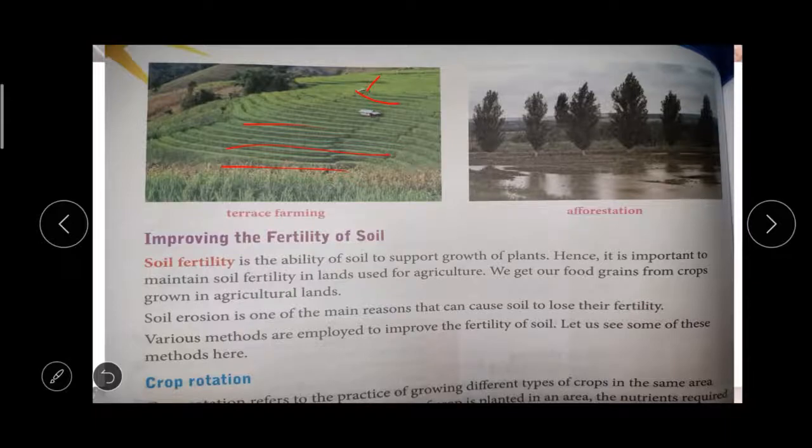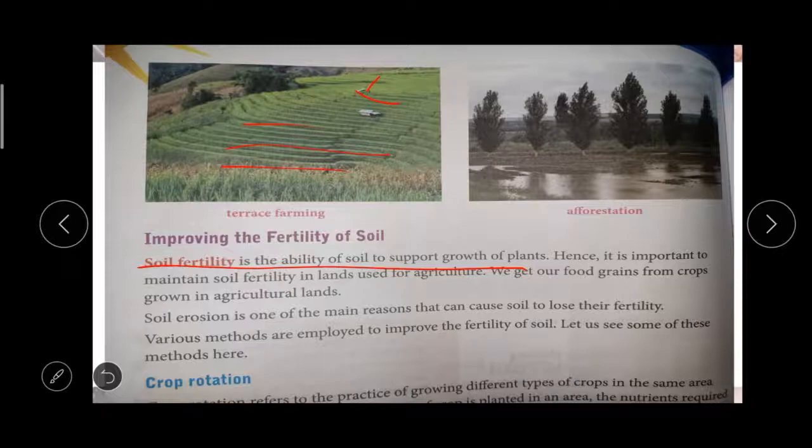Then the next one is improving the fertility of the soil. Fertility means nutrient rich. Soil fertility is the ability of the soil to help the plant to grow. That is called soil fertility. It is very important to maintain the fertility of the land. They are using land for agriculture, right? So they need to protect the fertility of the soil. We get food from the crops grown in agricultural land, right? Soil erosion is one of the main reasons that cause the soil to lose fertility. If the soil is carried away, the fertility also reduces.